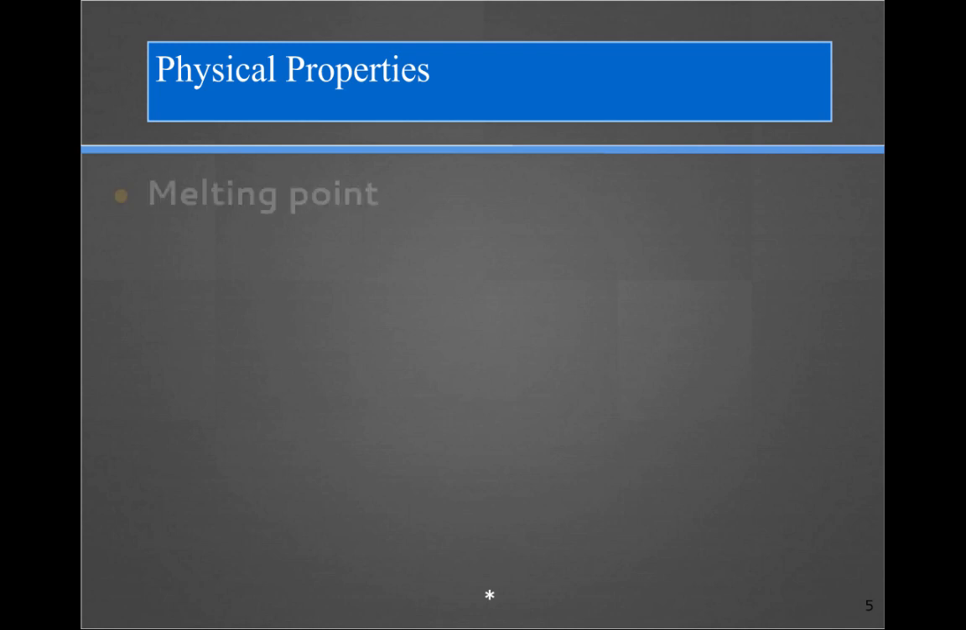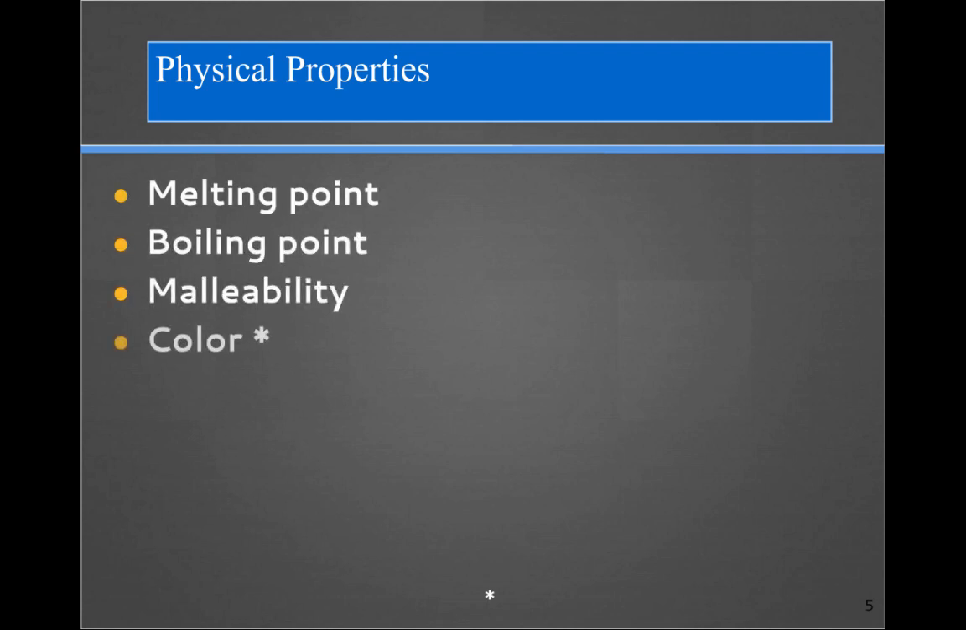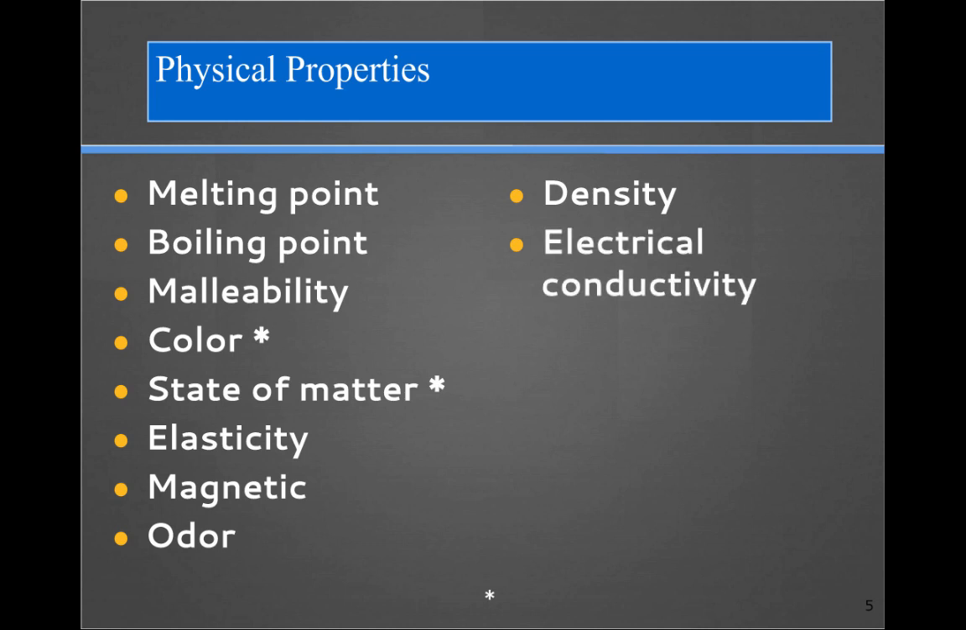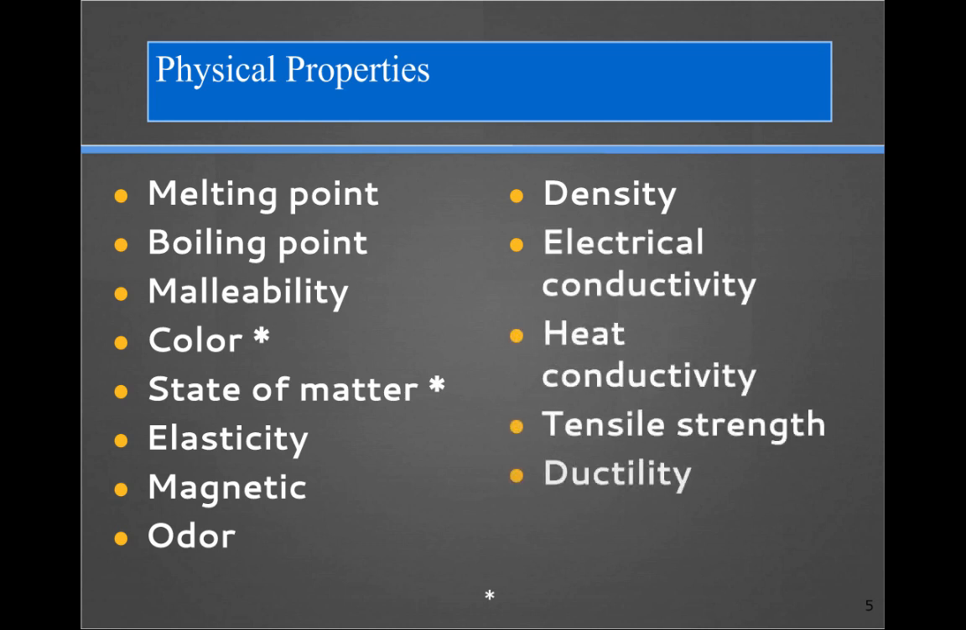We're going to look at melting point, boiling point, malleability, color, state of matter, elasticity, magnetic, odor, density, electrical conductivity, heat conductivity, tensile strength, ductility. Oh, and hardness. And brittleness.